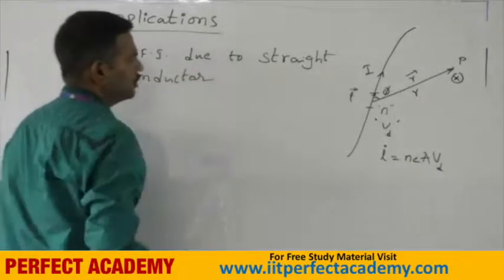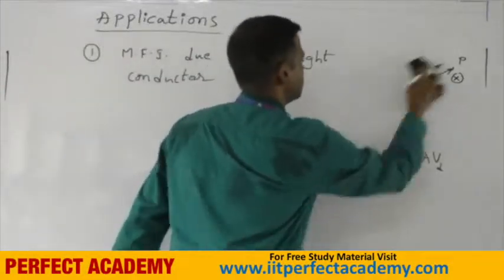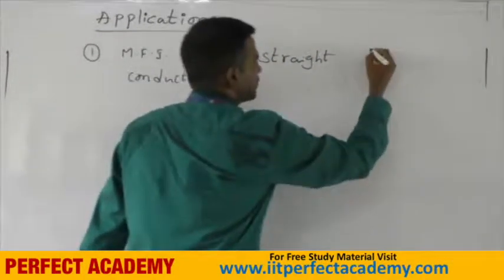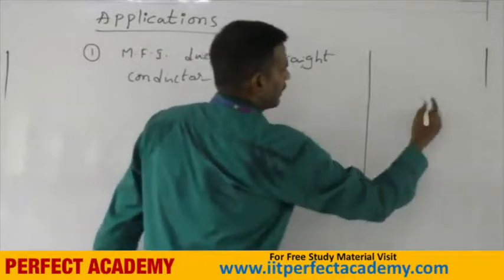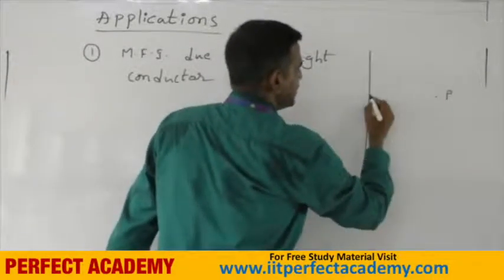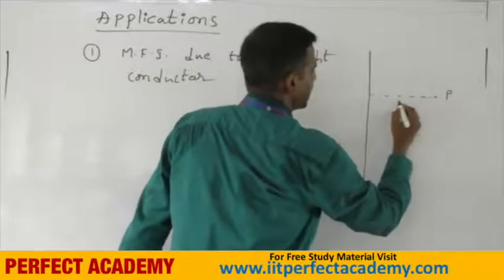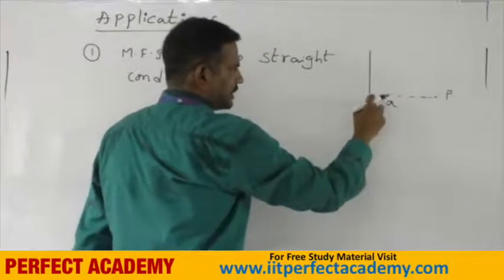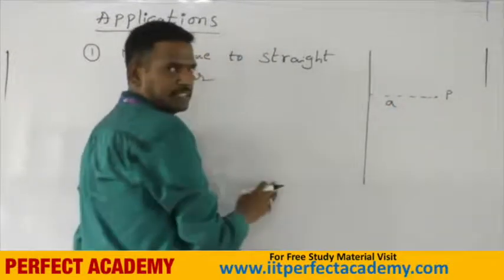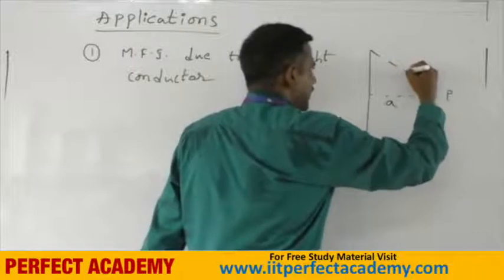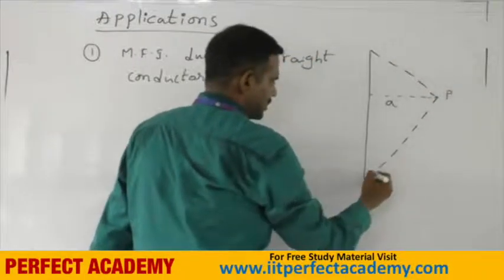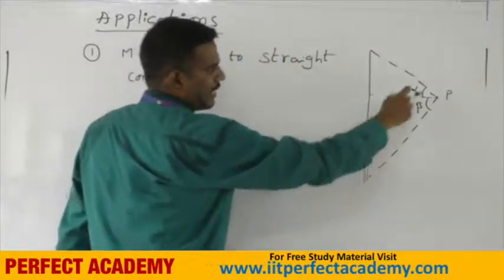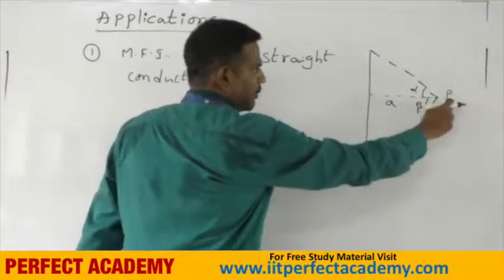Here I am not going to give you any derivations, but a simple formula and how to use it, that alone I will discuss here. Let us suppose there is one straight conductor and there is a point P here which is at a perpendicular distance A from the straight conductor. The ends of the conductor are subtending angles of alpha and beta respectively at the point P.